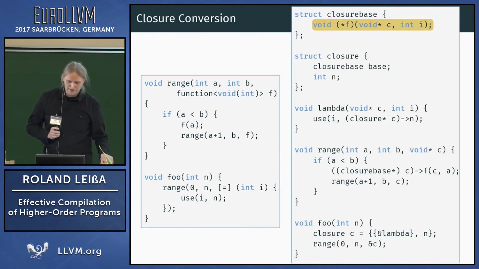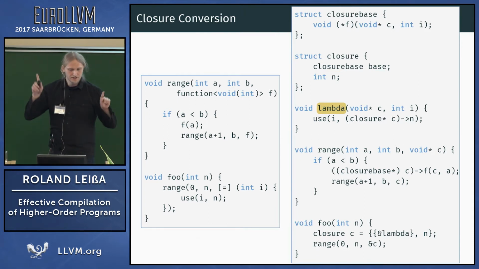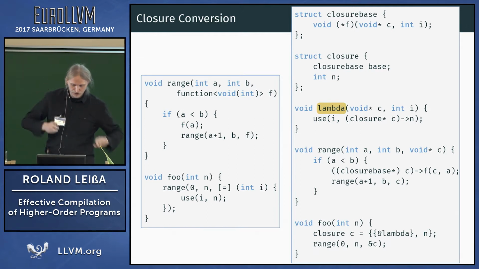First of all, we need this closure base structure, which is a function pointer. So this is shared for all f's, so to say. Then we have the actual closure, which is used inside foo. So this is the closure base, and this is the n, the free variable here. Then this is this lambda function. This is the actual thing which uses this function use.